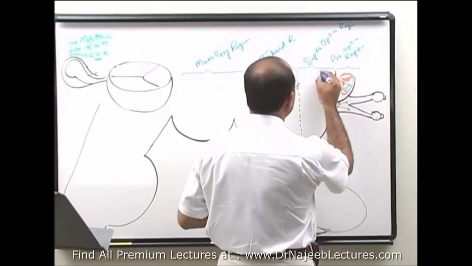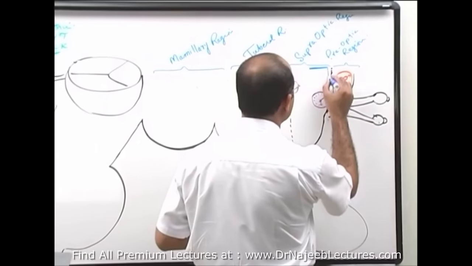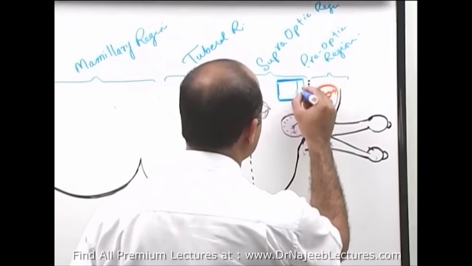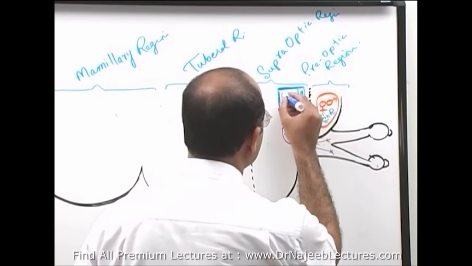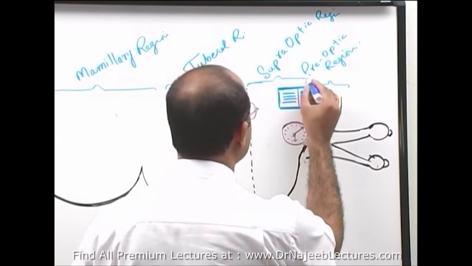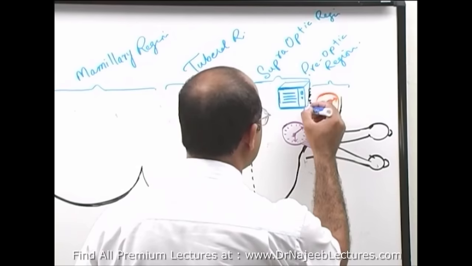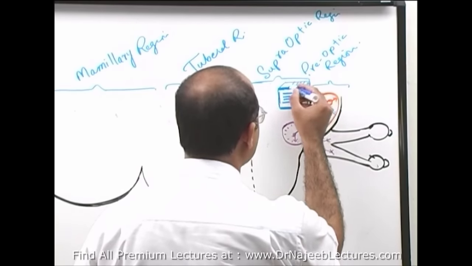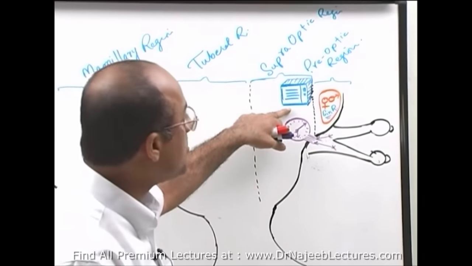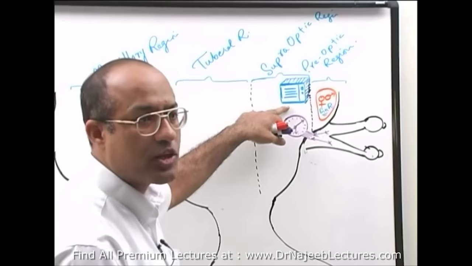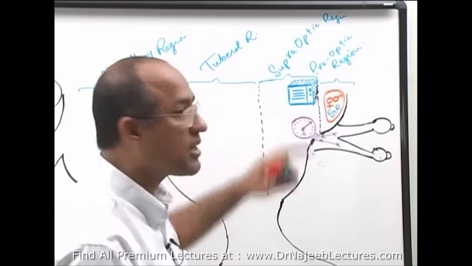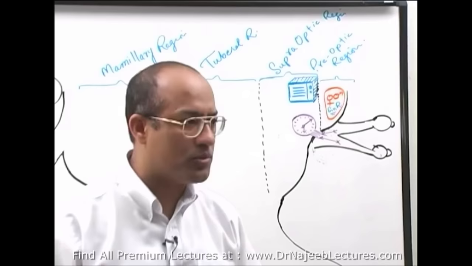Now, the anterior thalamic nucleus is here. What is this? This is an air conditioner. When do you use an air conditioner? When the temperature is hot. So actually this is the anterior thalamic nucleus. The anterior thalamic nucleus is concerned with the response to high temperature. When environmental temperature is high, this nucleus will become active and cool you down.